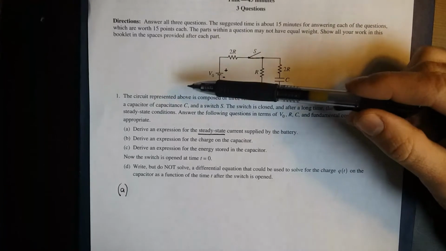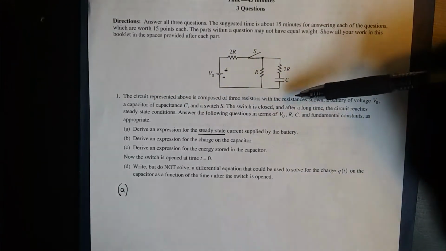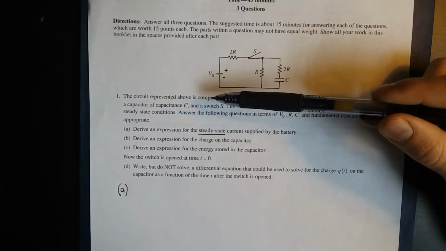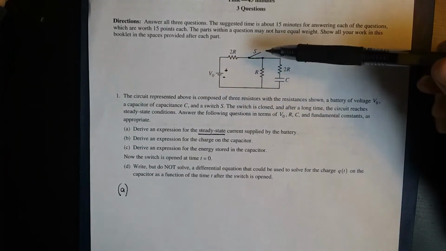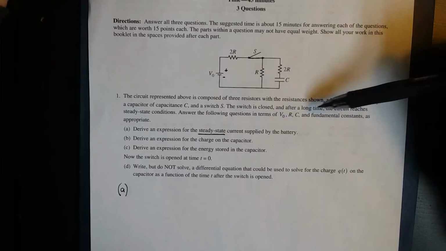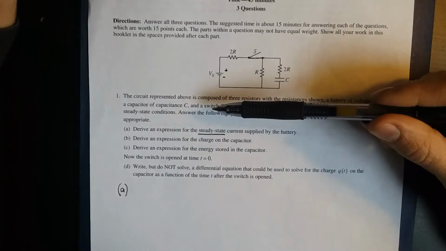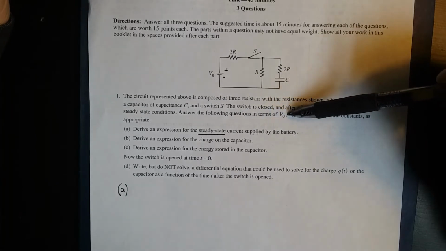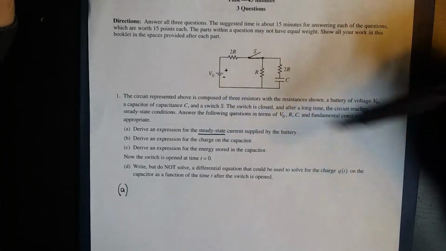The circuit represented above is composed of the three resistors with the resistances shown, a battery of voltage V0, a capacitor of capacitance C, and a switch S. The switch is closed, and after a long time, the circuit reaches steady-state conditions. Answer the following questions in terms of V0, R, C, and fundamental constants as appropriate.